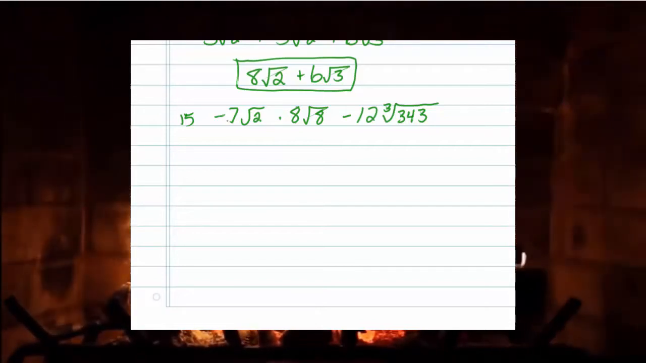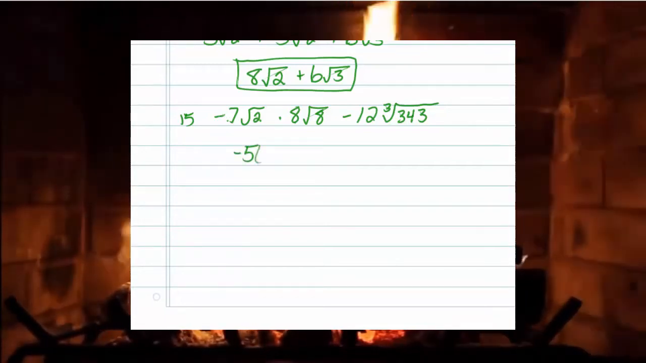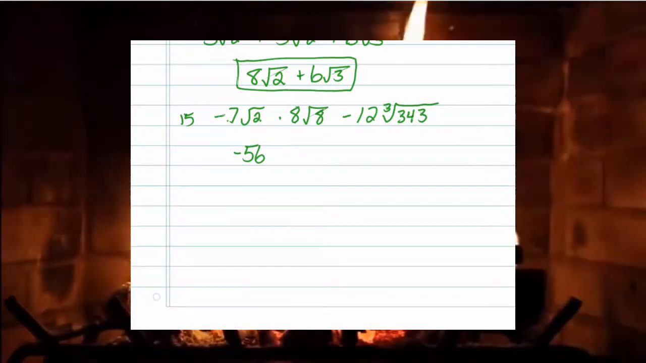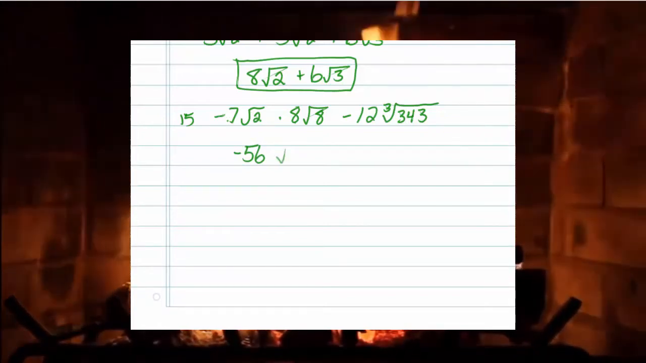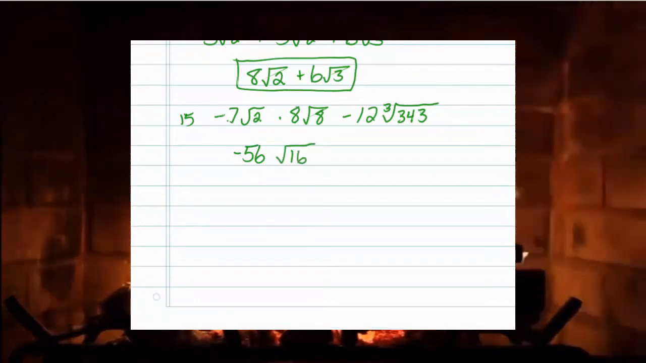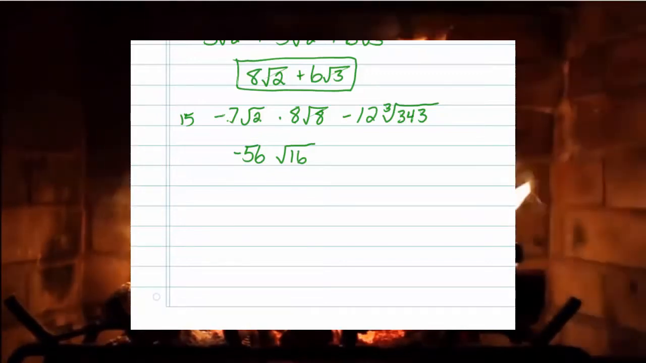Next, we're going to multiply our radicals. So first, remember we said inside, outside. I'm going to multiply the terms outside, those coefficients, negative 7 times 8, which gives me negative 56. Then I'm going to multiply the insides, which gives me 2 times 8 is the square root of 16.